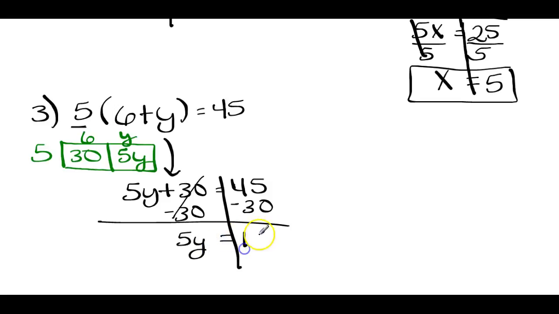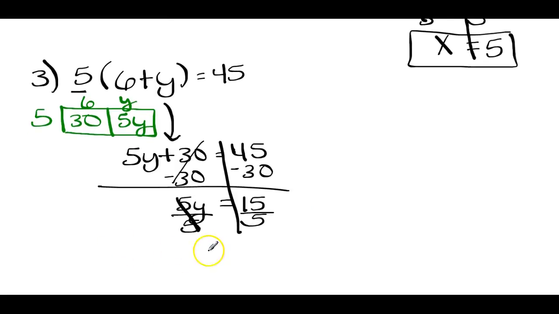5y equals 15. Now I want to divide by 5 on both sides. Oh, let's move this down so you guys can see the rest. And then we get y equals 3. So this is just some of the multi-step.